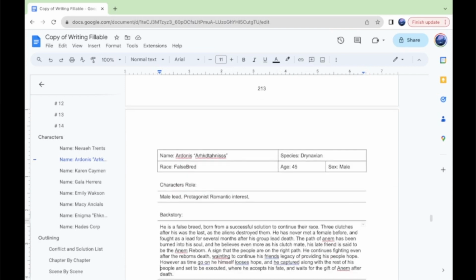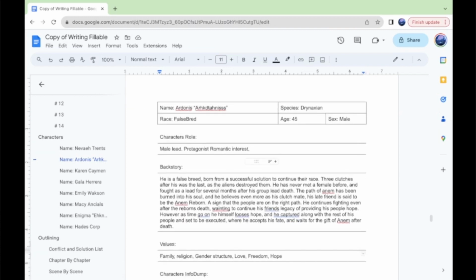My second character is my male lead, right? He's an alien, and he actually does have a race. There's a sub race, and I added that very late. So if you go back to the video where I did the races, I did not add the sub race for the Dranaxians. I just recently added it, and I love it.